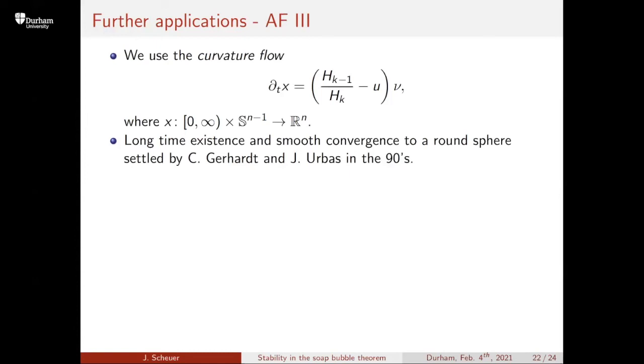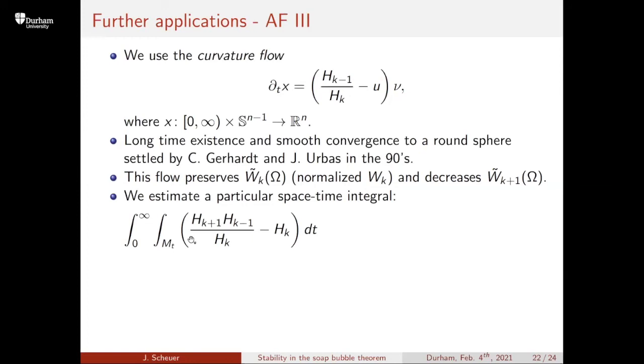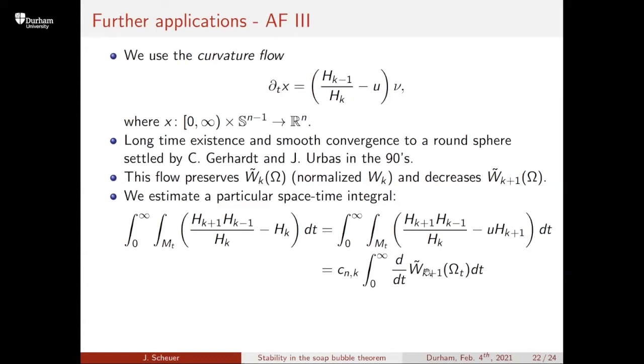And now we can estimate the derivative of the quermassintegrals along this flow. Namely, we want to control a certain combination of those elementary symmetric polynomials in space-time. In this equality, I've just replaced the integral over H_k by the integral over u times H_{k+1}. These are like Minkowski identities which follow from the divergence theorem. The key point is that this right-hand side can be realized as the derivative of the quermassintegral along this flow. This is why I'm looking at this quantity, because this is really the derivative of the quantity that we're looking at along this flow.